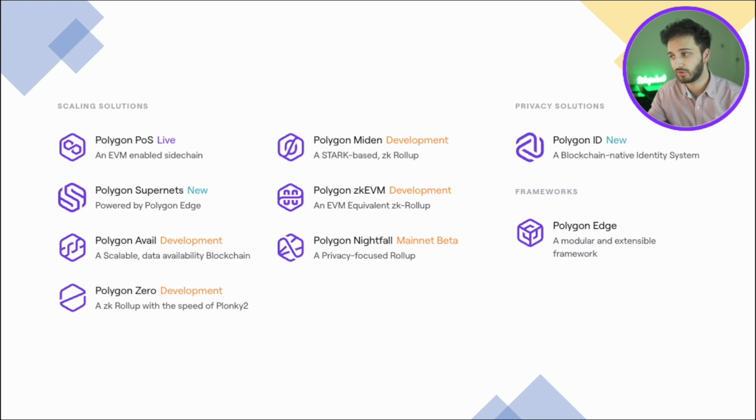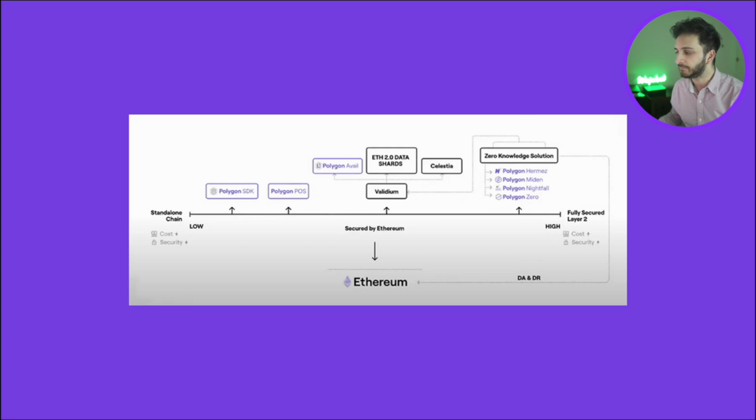They also have Polygon Supernets, which again we're going to talk about. These 2 are the only 2 live solutions. Everything else is in development, and we're going to briefly talk about each of them because they are really interesting, and I think once they do go live, we'll see lots of new stuff coming to Polygon, really, or coming from Polygon, I should say.